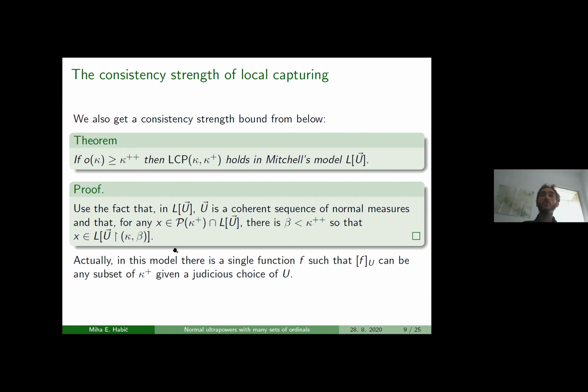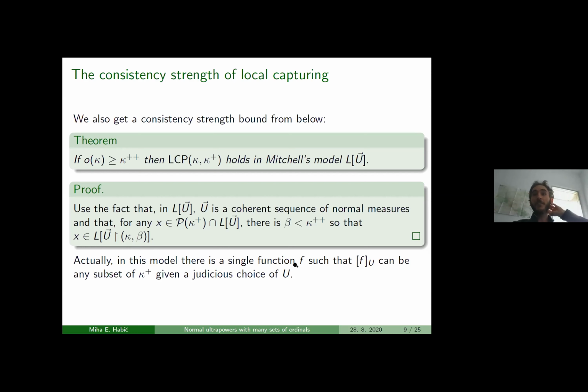So if you want to capture this subset X, all you need to do is take the ultrapower by a measure on the sequence that appears after whatever initial segment you needed to construct X. Once you hit the model with that measure, you get an ultrapower in which X will also be constructed. It's not very complicated, as long as you know what this U vector is. In fact, in this model, you get a slightly stronger property than just local capturing.